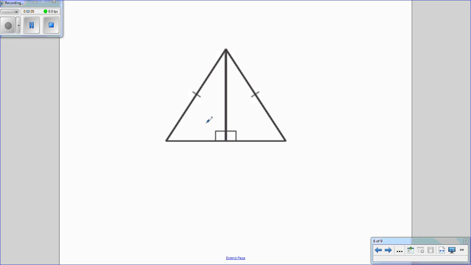Let's try the next one. Okay, again, right triangles, check. Hypotenuse congruent to the hypotenuse. And the reflexive property again allows us to say that these two legs, which they share, are congruent. So these are congruent by the hypotenuse leg theorem.